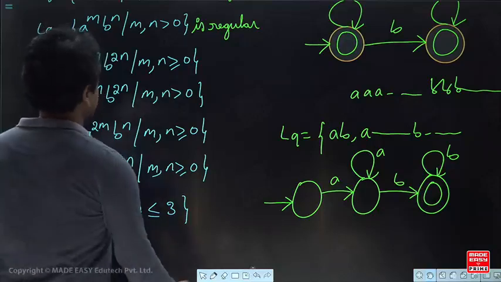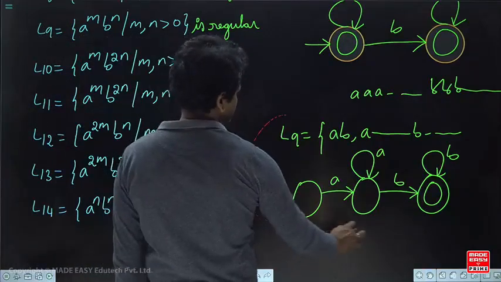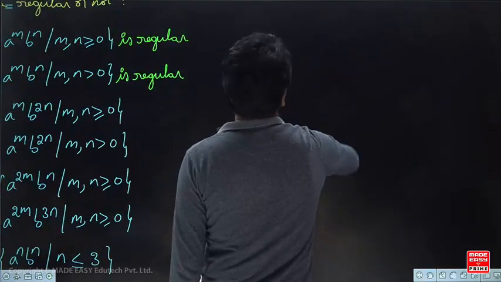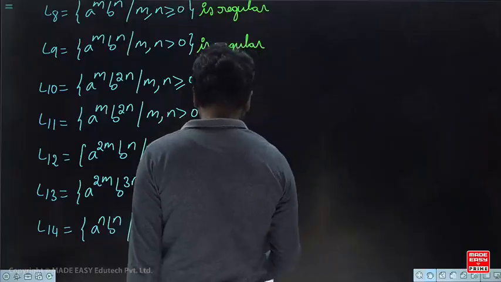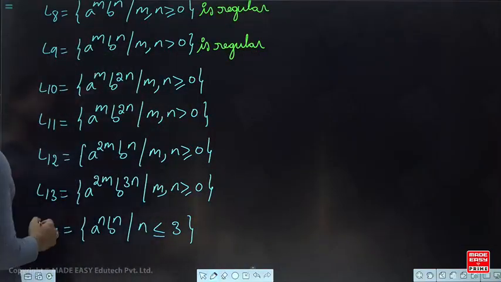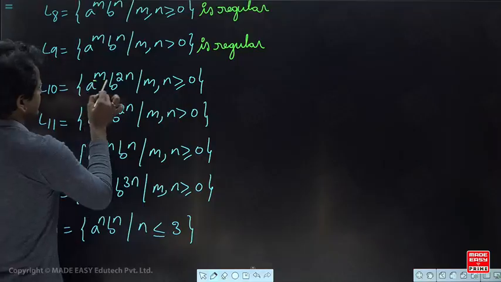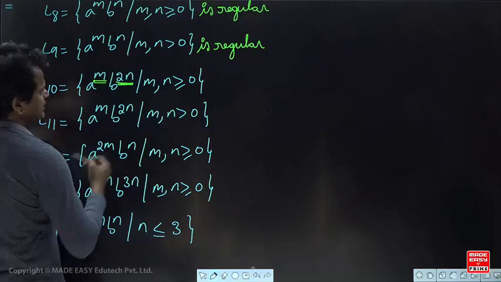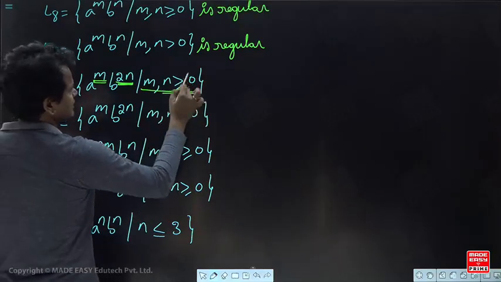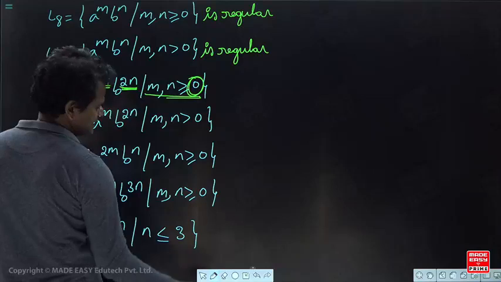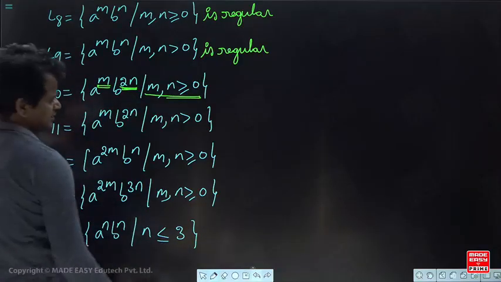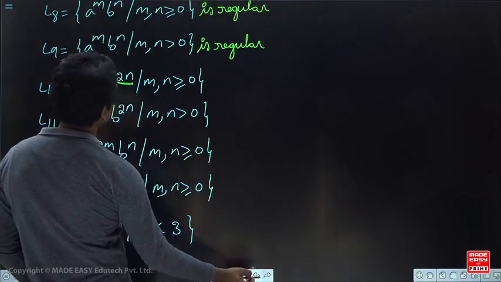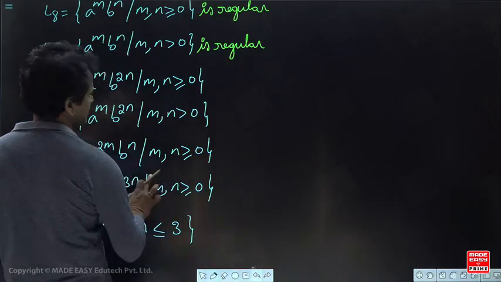Okay, now guys, we'll go for the next, 10th question. What is the 10th question? Any number of A's followed by B's that are an even number. What are the smallest values of M and N? M and N are greater than or equal to 0, so the smallest value of M and N is 0. If both are 0, the smallest string is epsilon.